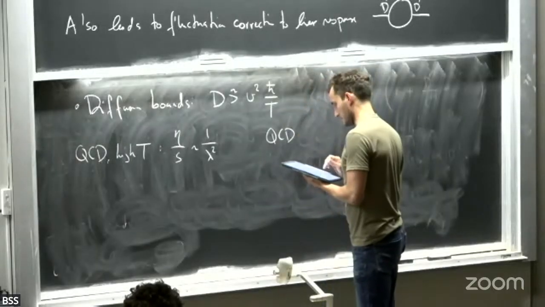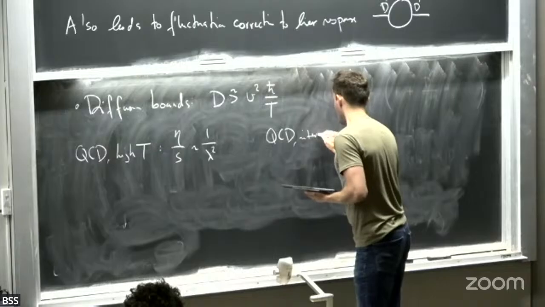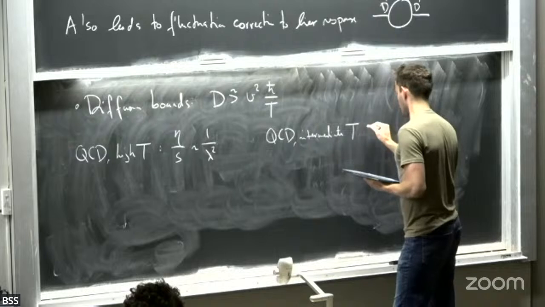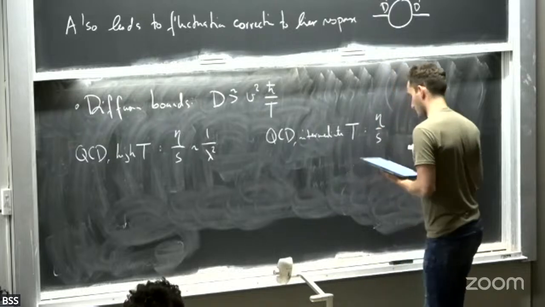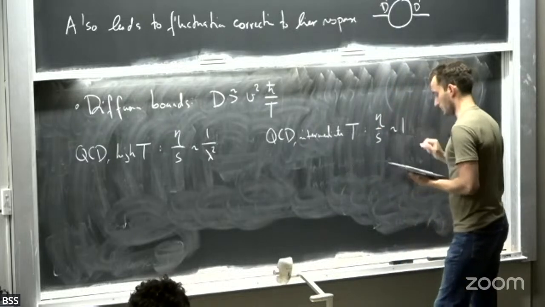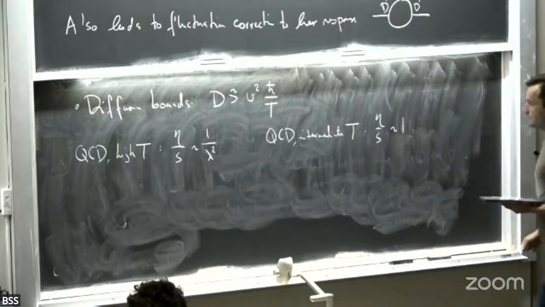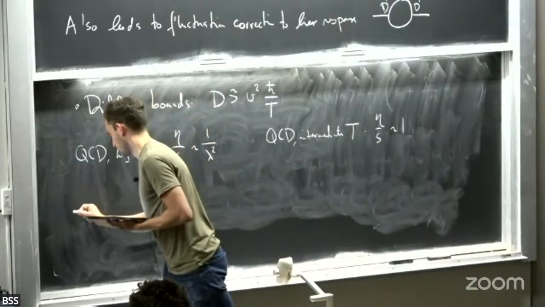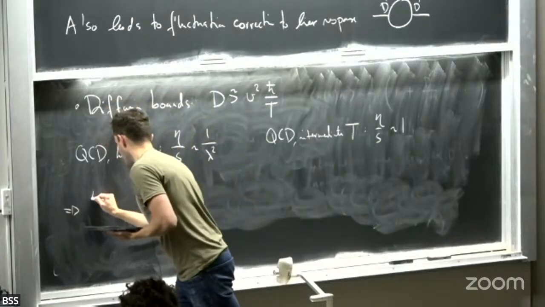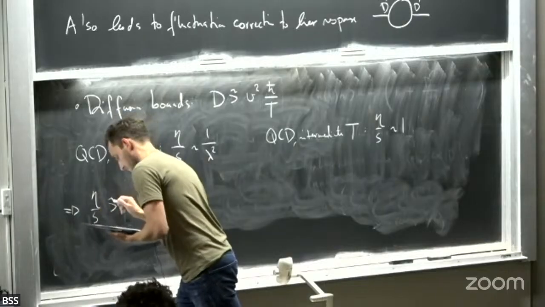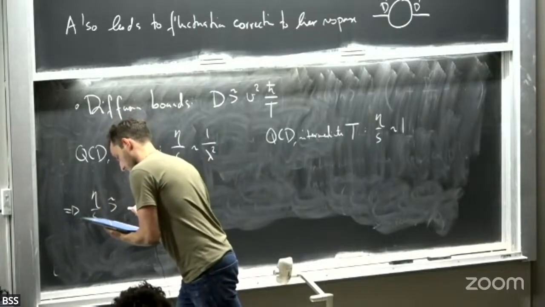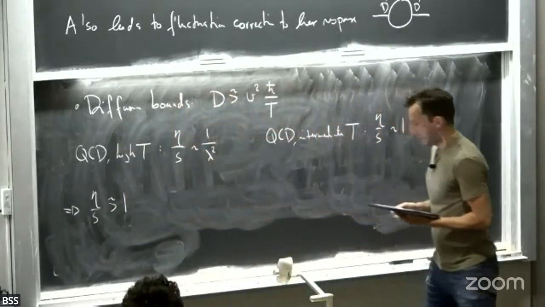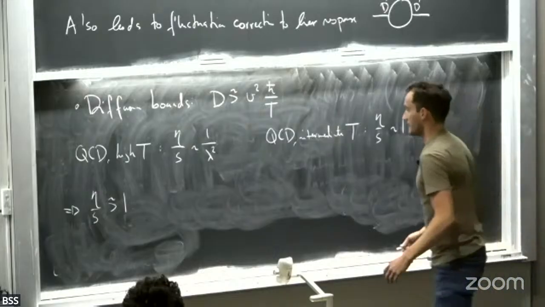And experiments seem to agree that QCD at intermediate temperatures, which become strongly coupled, has this ratio of shear viscosity to entropy of order 1. So it doesn't keep on going down as you crank up the coupling. At some point it stops. And this led to the conjecture that η over s is bounded by 1. There are ħ's here, but I'm not going to put them. Now, this bound can be formulated as a diffusion bound, as we saw.